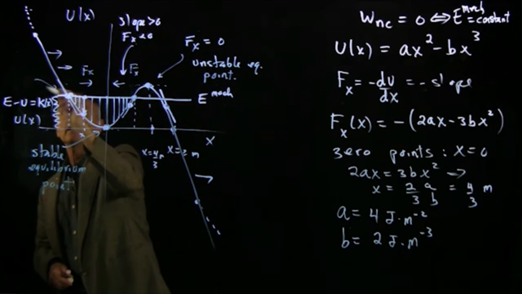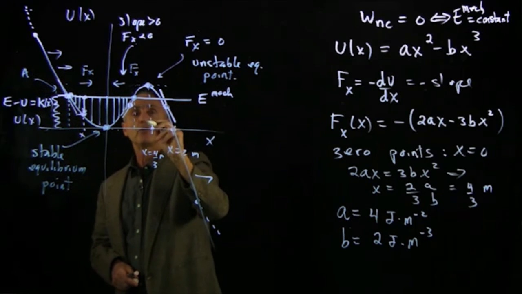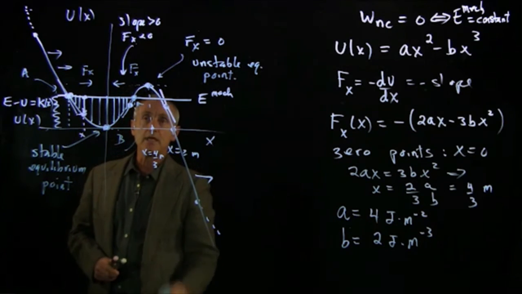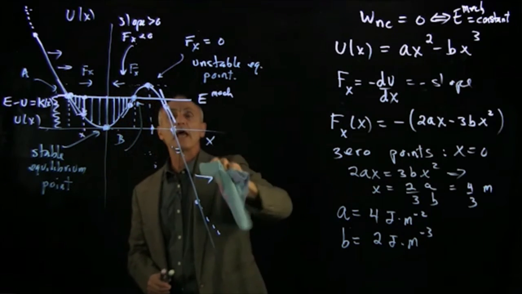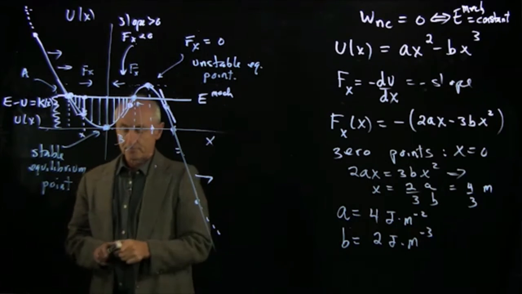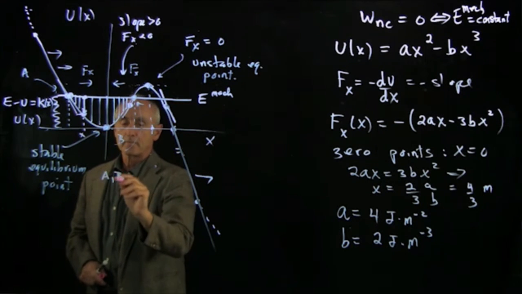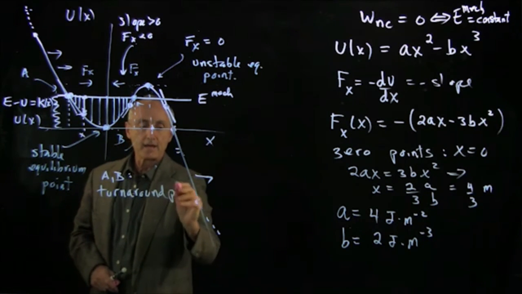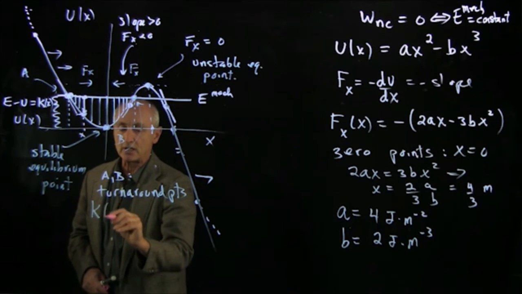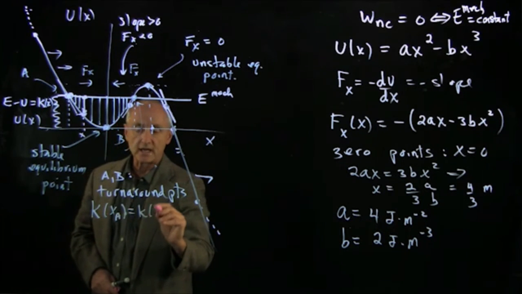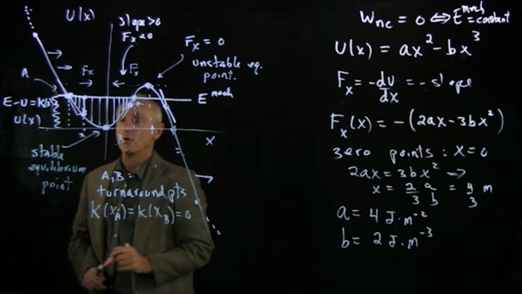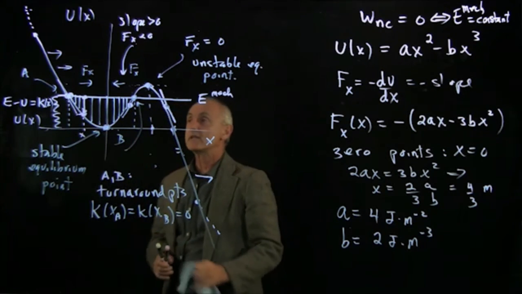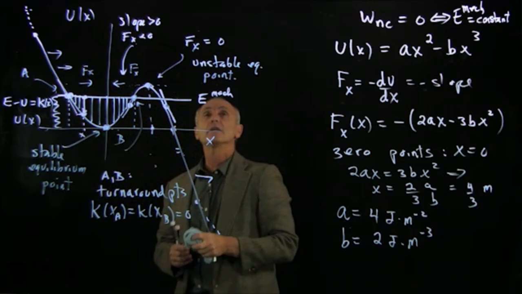So I'll call this point A, and I'll refer to this point over here, my diagram is getting a little crowded, as B. And those points A and B are what we call the turnaround points. And they represent the places where the kinetic energy at XA is equal to the kinetic energy at XB, which is 0.